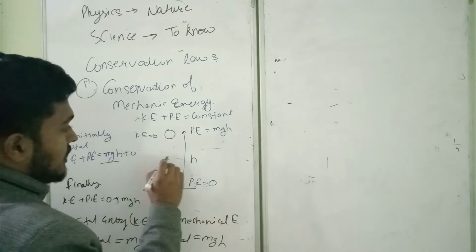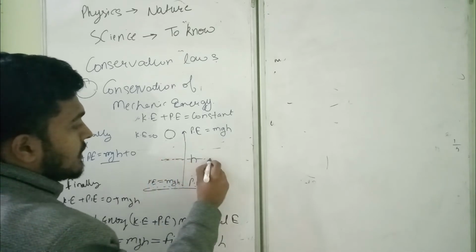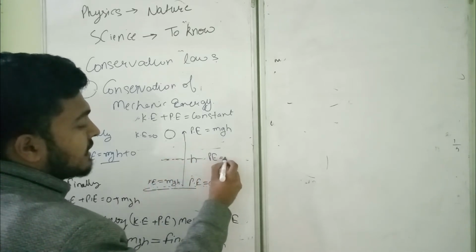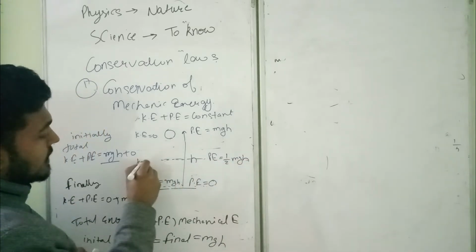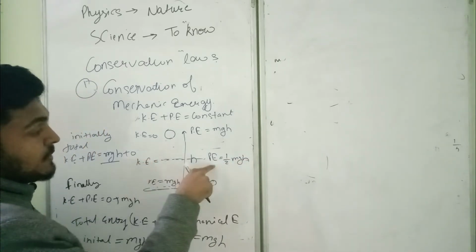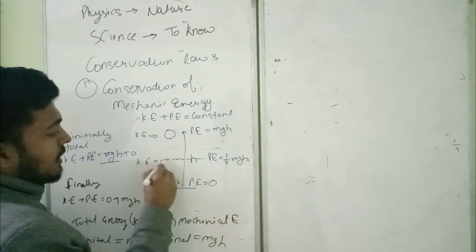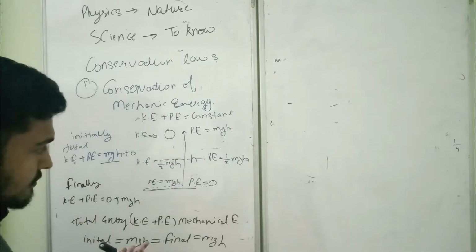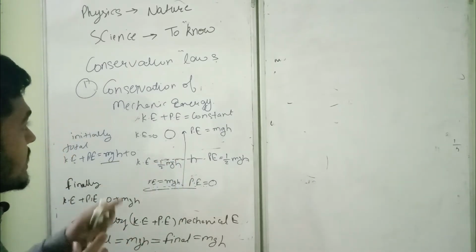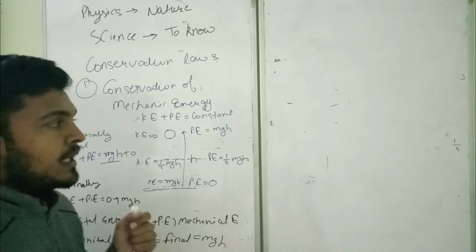If the particle was somewhere in the middle, then its potential energy must have been equal to half mgh, and then its kinetic energy, if its potential energy is half mgh here, needs to be half mgh in magnitude. So this is the law of the conservation of the mechanical energy.